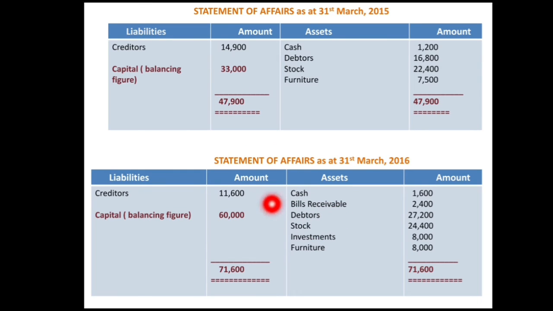Same I have to do with the statement of affairs for 31st March 2016. I have prepared it also. All the items given in the question, I wrote with the amounts. When I made the total of the asset side, I got 71,600, and the liability side, creditors, 11,600 I got. The difference between these two is 60,000. That is the capital as a balancing figure. This capital is the capital at the end of the year. So what was actually required, I got with this statement of affairs.